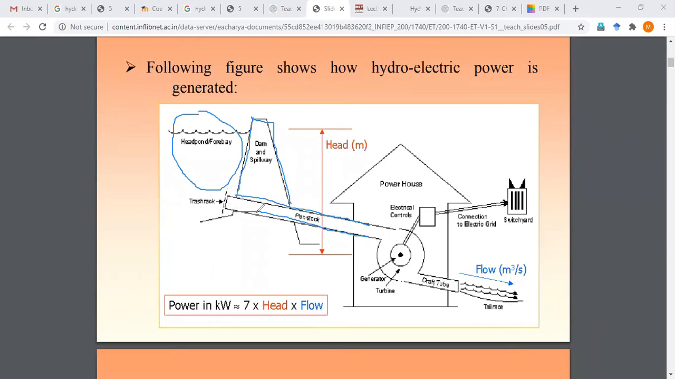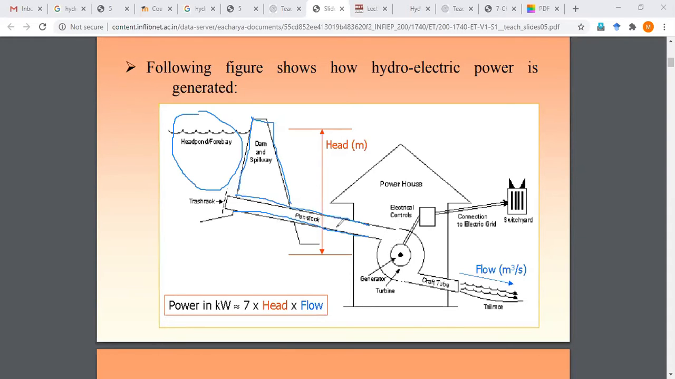So as you can see, this is the incline. As there is a difference in height, stored water is having the potential energy. This potential energy is getting converted into kinetic energy with the help of the penstock. As there is a height difference, or head difference, while moving the water from the reservoir towards the powerhouse, that water is getting kinetic energy.